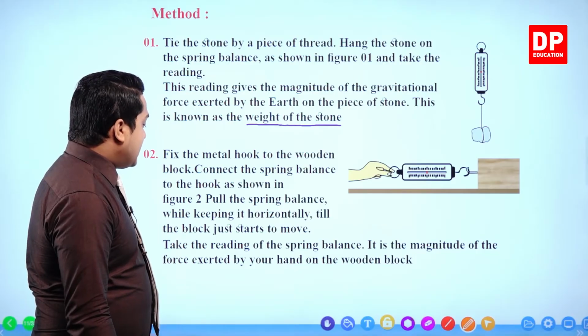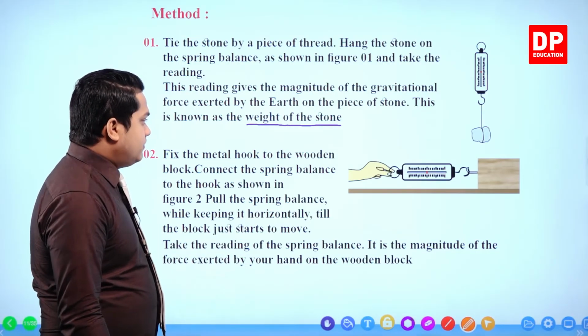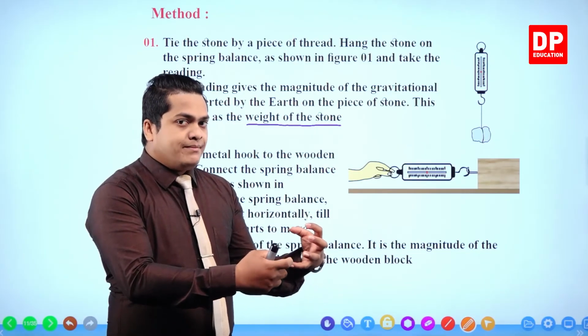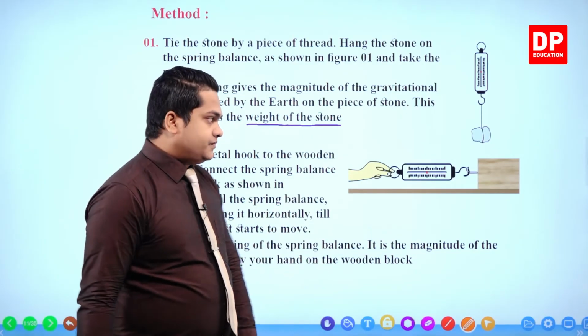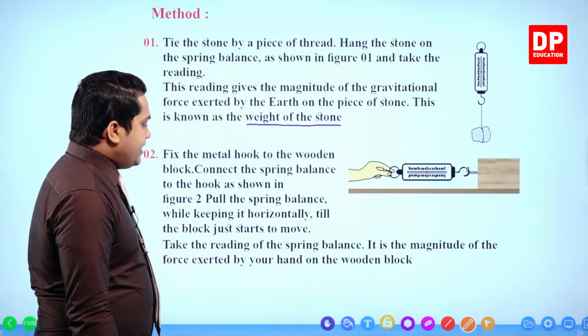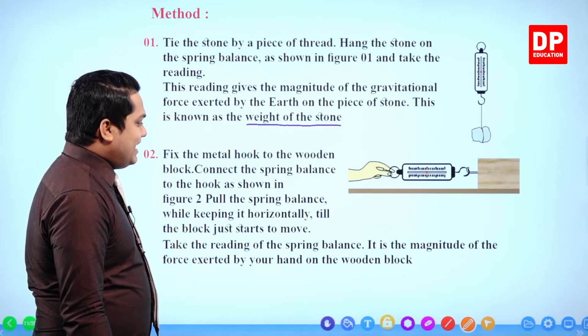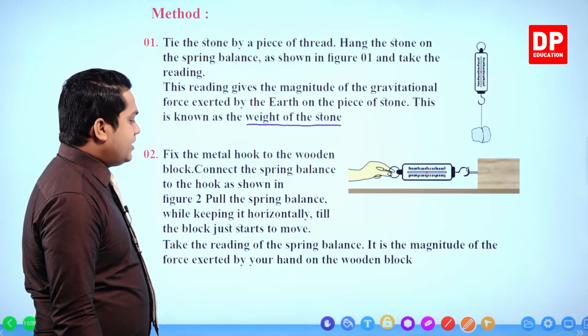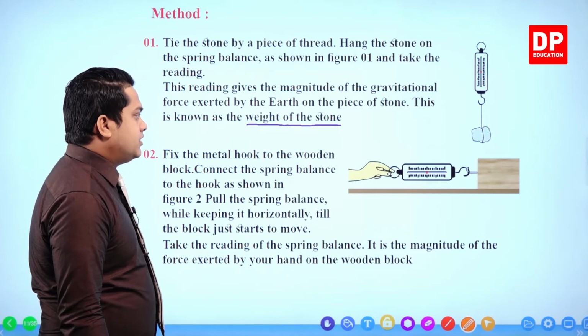Till the block just starts to move. Just starts to move, like it's going to shake. It's going to vibrate to start the motion. Take the reading of the spring balance. It is the magnitude of the force exerted by your hand on the wooden block.